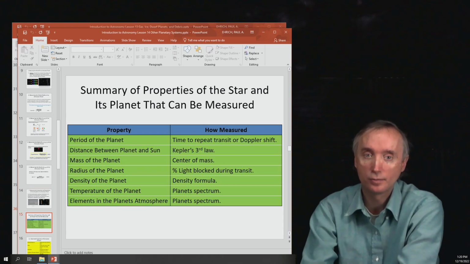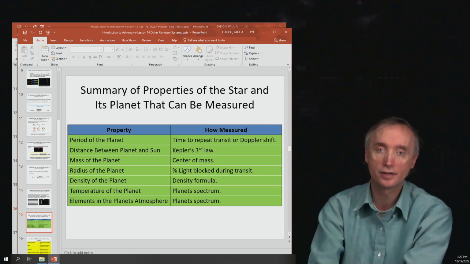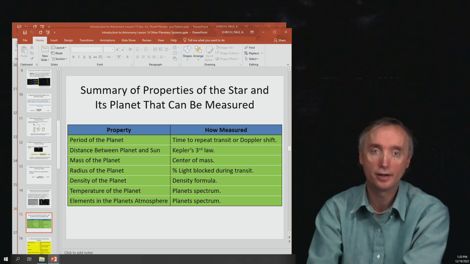So here's the summary of all the different things that we can learn about a planet, and then how do we learn it.